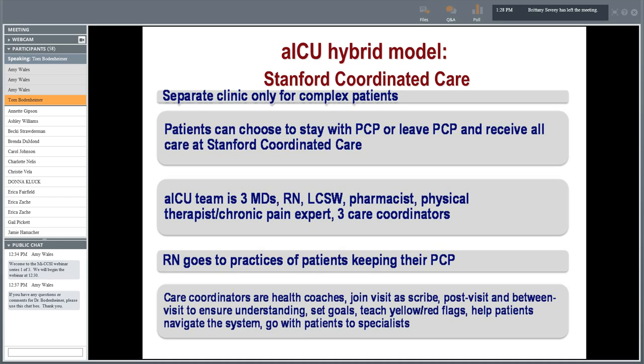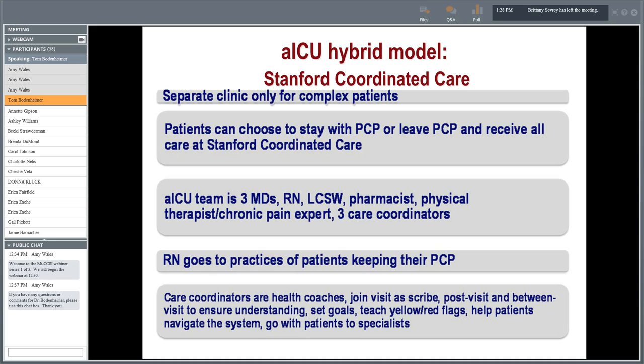So this is a separate clinic only for complex patients. There are four physicians, a couple of RNs, three what they call care coordinators, who are basically medical assistants with much greater training, who do the health coaching and the navigation work. They have a pharmacist, physical therapist, and patients who are high-cost, complex patients get referred to this clinic, and they can decide if they want to stay with their primary care physician and just be seen by the clinic for extra care, or if they want to leave their primary care physician and just be taken care of in the clinic.